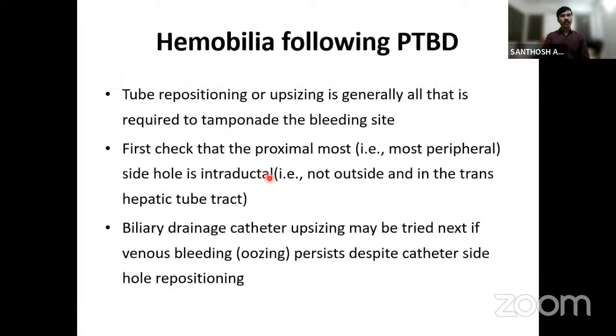So trauma is the most common cause. Hemobilia following PTBD: the tube repositioning or upsizing is generally all that is required to tamponade the bleeding site. What happens whenever we insert a PTBD tube is that it could have gone through small arteries and then entered into the bile duct. There will be many side holes in this tube. So one of the side holes, when it is present within the artery, blood goes through that and comes out through another side hole which is present within the bile duct.